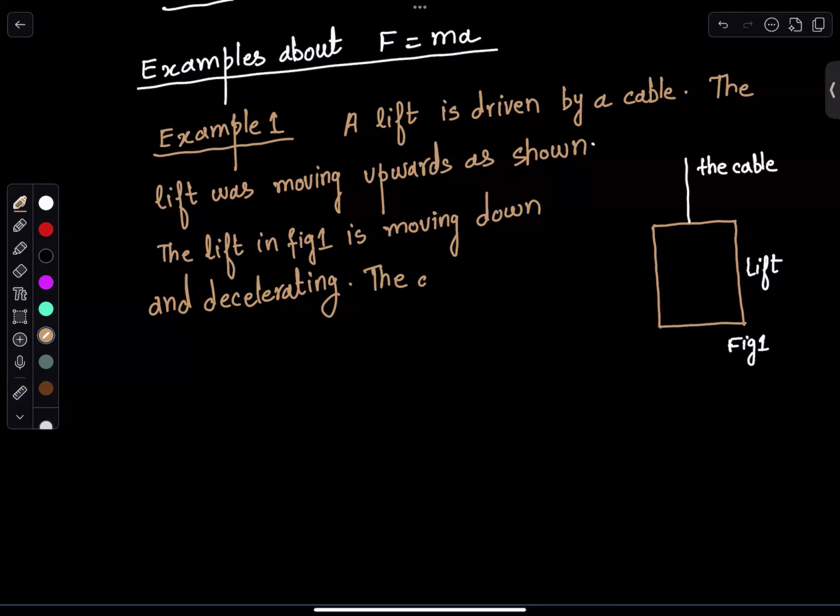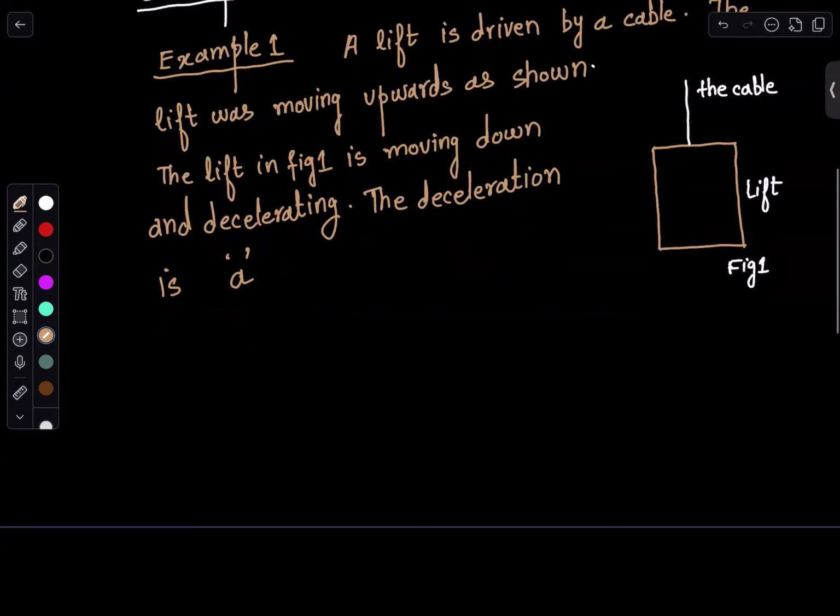The deceleration of the lift, the deceleration is a. So as I have told you, the examiner will never give a negative sign for deceleration. They will just give you the magnitude. Here they said the deceleration is a, not negative a. So you know that the deceleration will be taken to be negative, but the examiner will not give that negative sign.